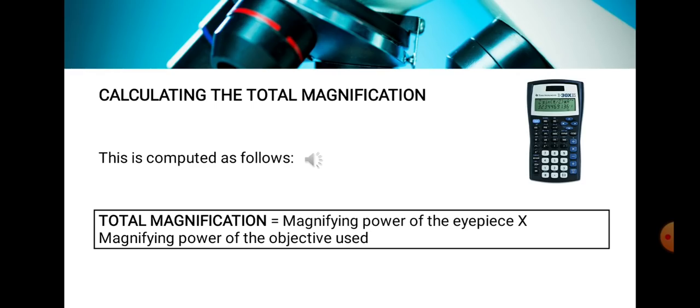Now I am going to teach you how to calculate the total magnification. This is computed using the formula: total magnification is equal to the magnifying power of the eyepiece multiplied by the magnifying power of the objective used. The total magnification tells the operator how many times the focused specimen is magnified.